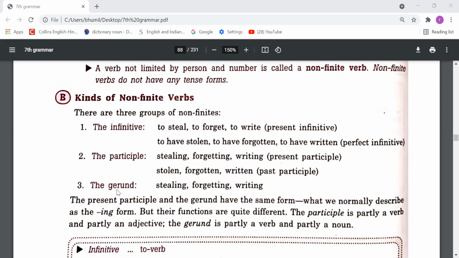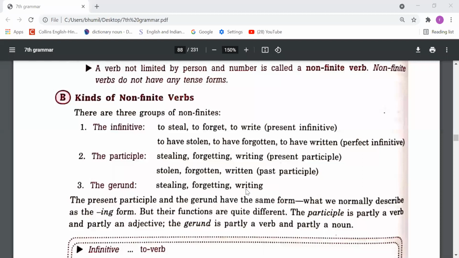Now let's talk about the gerund. Gerund means using the ing form: stealing, forgetting, writing, right? So whenever we put the ing form on any verb, that verb is called either a participle or a gerund. So what is the difference between participle and gerund? In both we use the ing form. This difference will be described later. I will let you know in the coming slides.